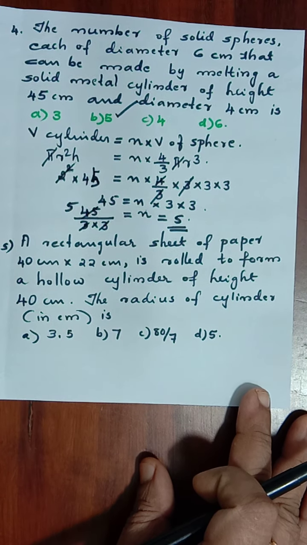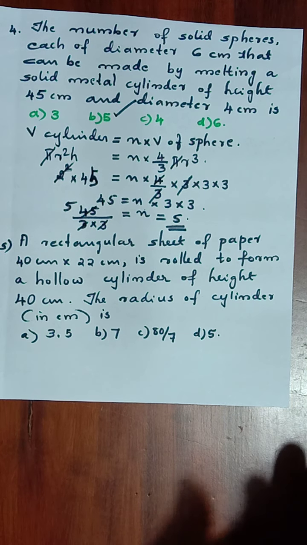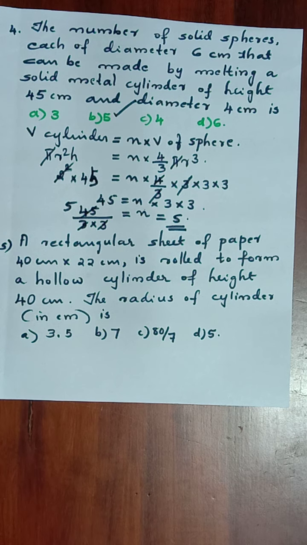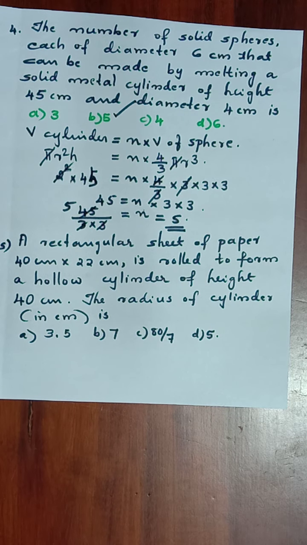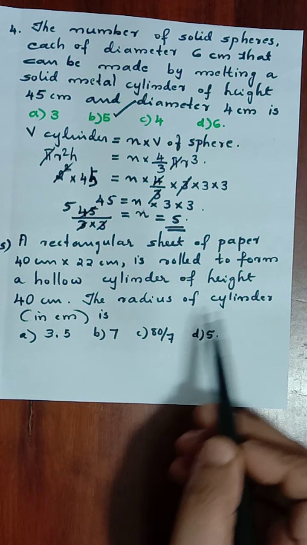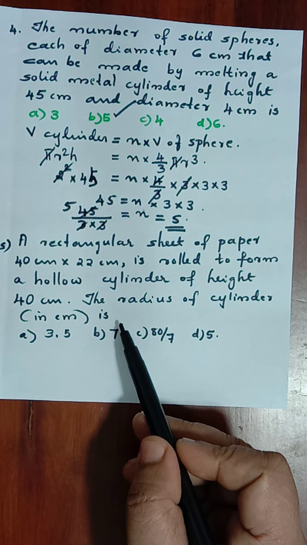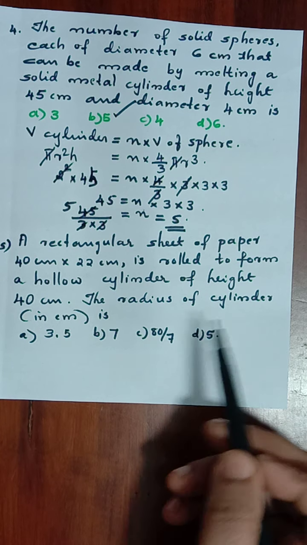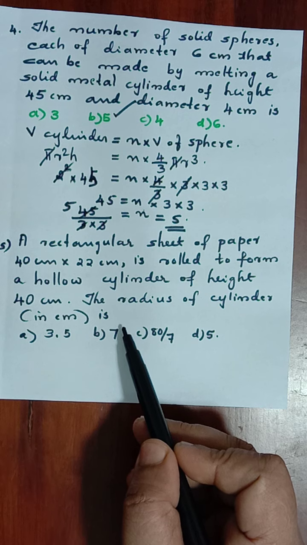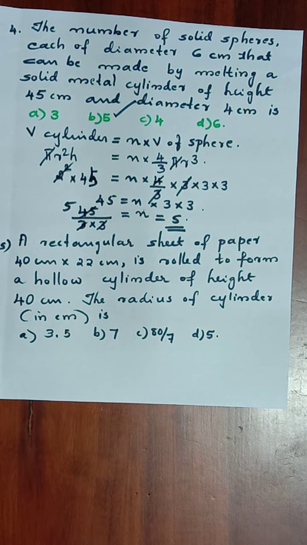A rectangular sheet of paper 40 centimeter into 22 centimeter is rolled to form a hollow cylinder of height 40 centimeter. Radius of the cylinder in centimeter is. Here, a rectangular sheet of paper. Now I am using a rectangular sheet of paper. I will show you how to find out. And it is rolled with the height 40 centimeter.